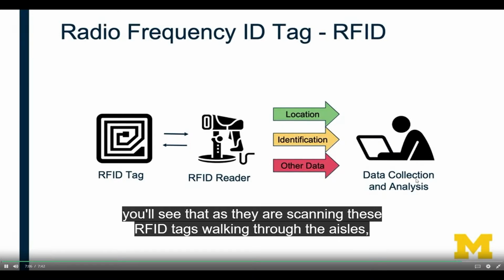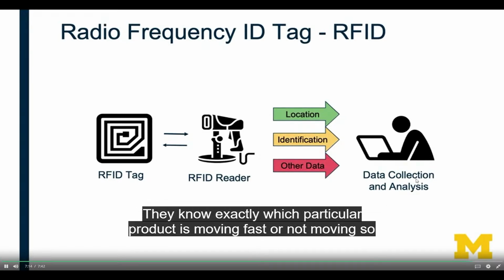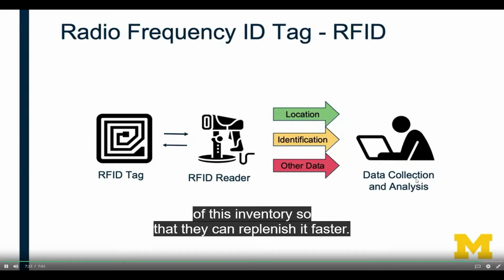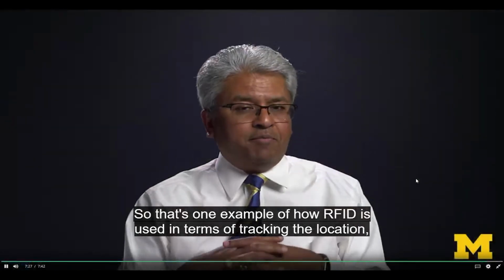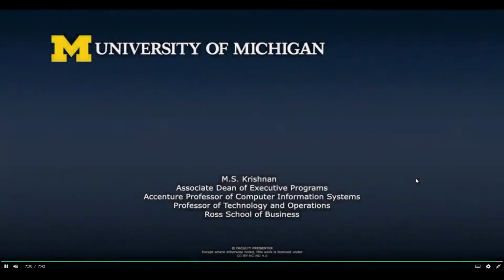So in the case of the grocery store, as they're scanning these RFID tags walking through the aisles, people in the back end are getting this real-time information. They know exactly which particular product is moving fast or not moving, so they get real-time transparency in the supply chain movement of this inventory, so that they can replenish it faster. So that's one example of how RFID is used in terms of tracking the location, getting information, and of course also using some analytics to make decisions.